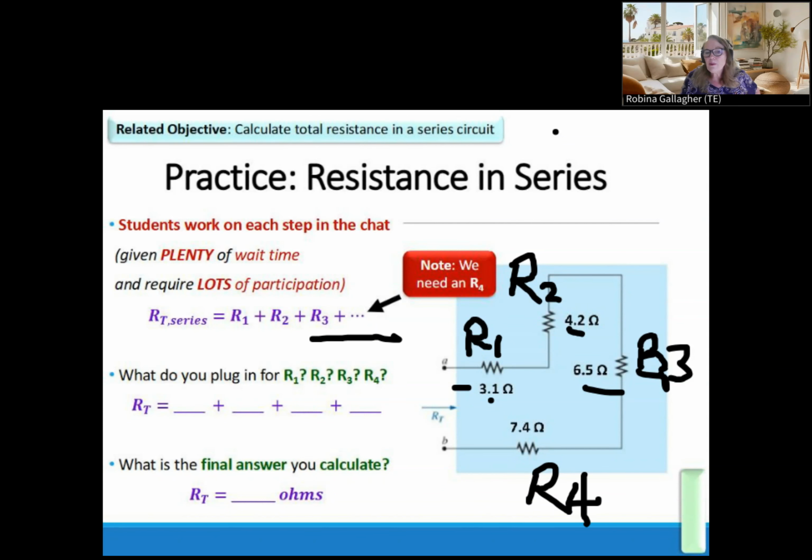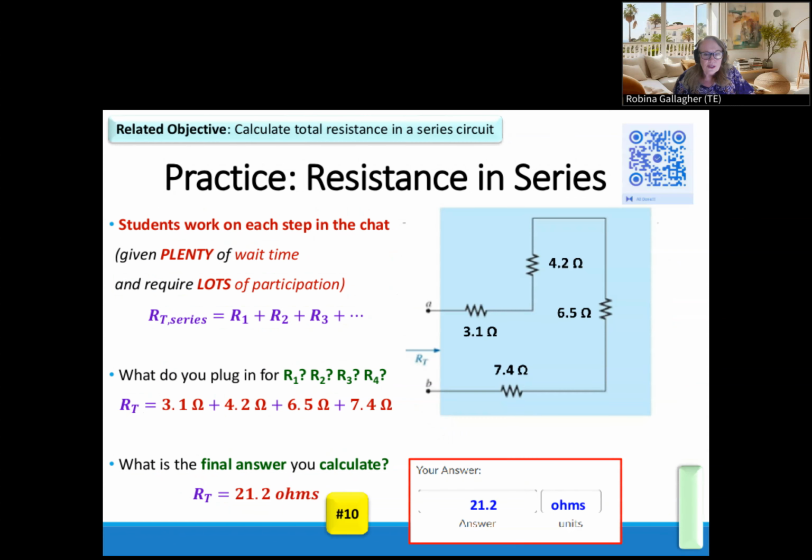Notice that my formula has an ellipsis right here, and that just means you keep adding all the resistors. So if I had 20 resistors, I would just add all of them together. So now I just have to add 3.1, and I apologize how messy this is, 4.2. In fact, I'm just going to close this and go to the next one since my thing is broken.